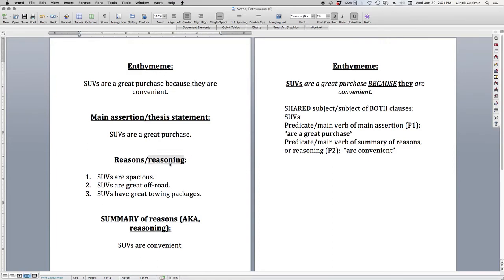I'll go ahead and delete this actually, because in reality, these are your reasons. The summary of reasons is really your reasoning, when you take everything together. Sorry for the confusion there. So, enthymeme: SUVs are a great purchase because they are convenient.